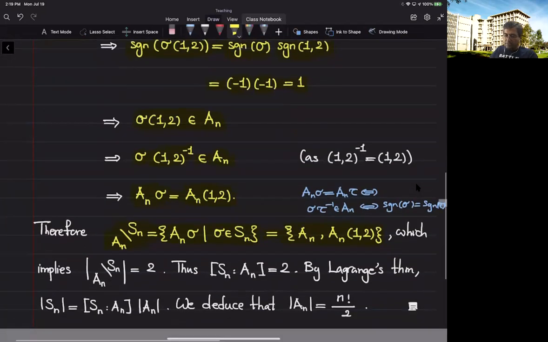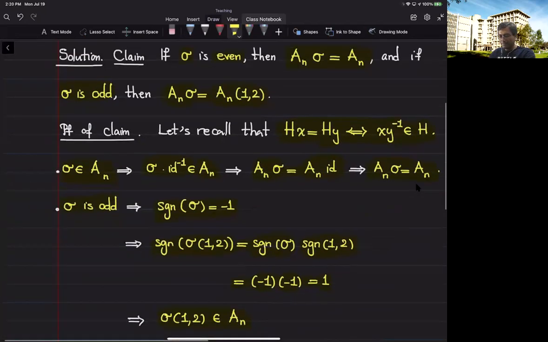Altogether, I deduce that there are precisely two elements inside this partition, and so the index of the alternating group in the symmetric group is exactly 2. Therefore, by Lagrange's theorem, because I know the cardinality of the symmetric group is the index of the alternating group times the cardinality of the alternating group, I end up getting that the cardinality of the even permutations is n factorial divided by 2. Half of the permutations are even and half of them are odd.